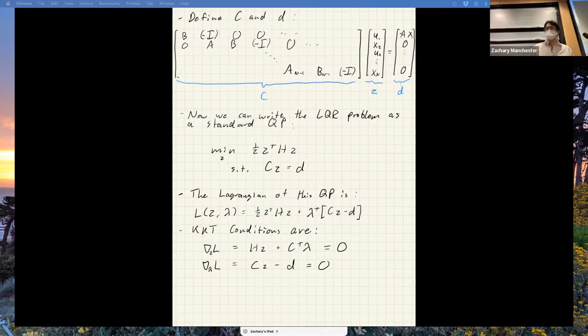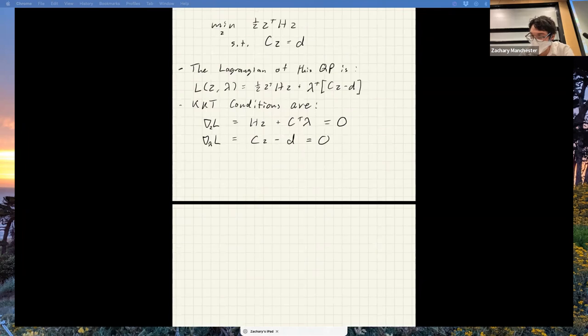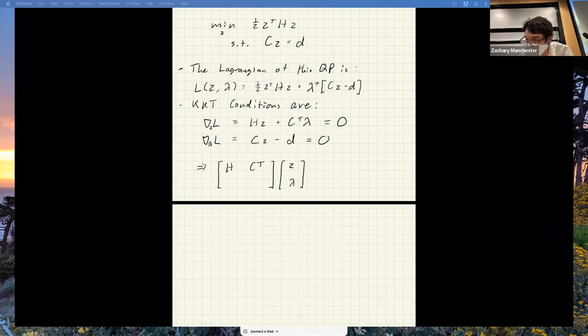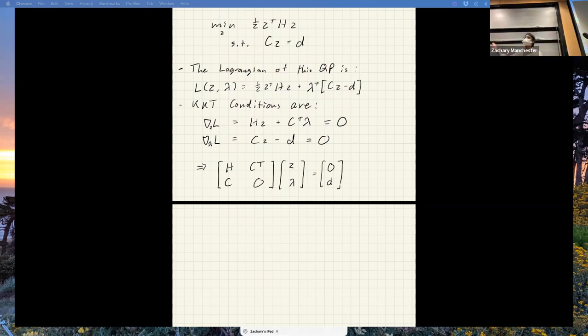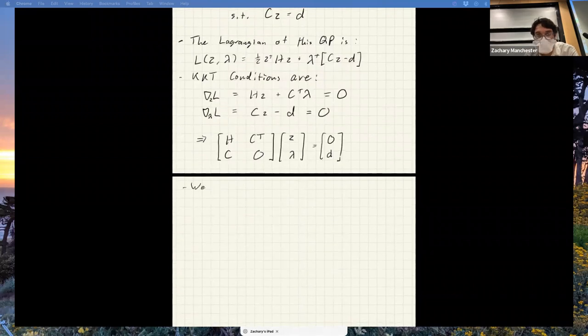Just the fact that this is a linear system of equations, and you can solve it just like any matrix equation. If I stack this up into a matrix and write down the KKT system we're used to seeing, the top line is H, C transpose times z, lambda equals zero. And the bottom line is C, zero, times that equals d. So that's it. The KKT system we're used to seeing in Newton's method is exact here. I just have to solve that matrix equation one time, I get the answer. Pretty cool.